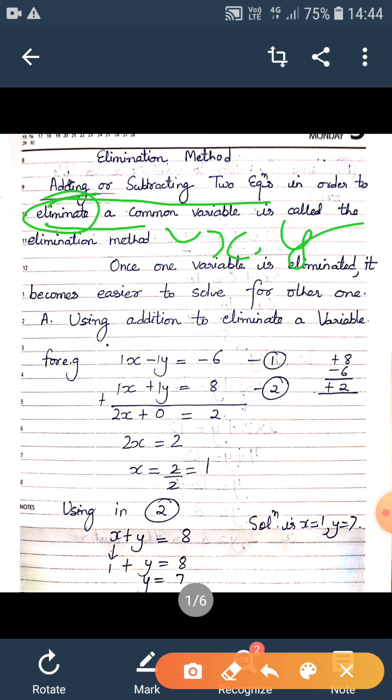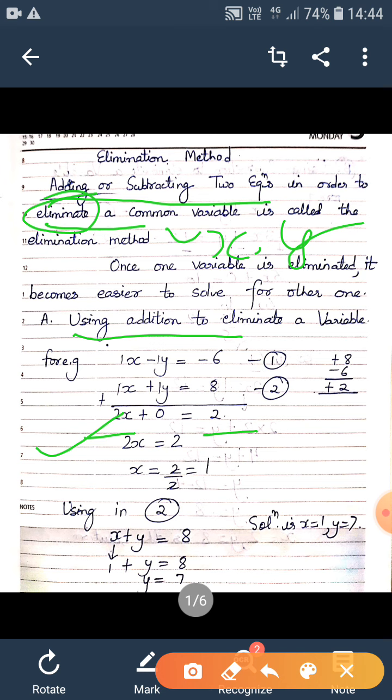We have these two equations and we will use addition. That means we are going to add the equations to eliminate a variable. So the equations are x minus y equals minus 6 and x plus y equals 8. When we add these two equations, we have 1x plus 1x, which gives us 2x, and minus 1y plus 1y gives us 0. 8 minus 6 gives us plus 2. So now you can see that the variable y is eliminated and we are left with only variable x.